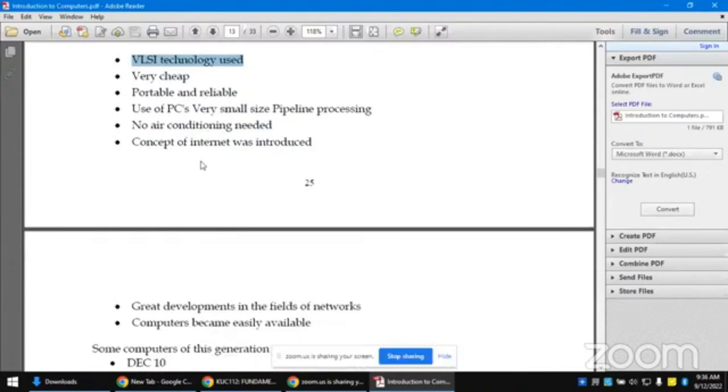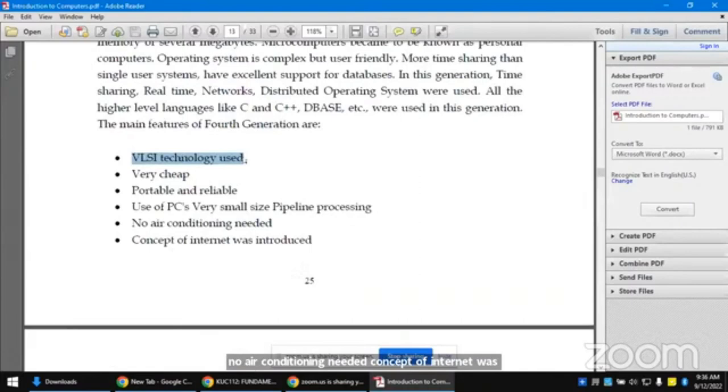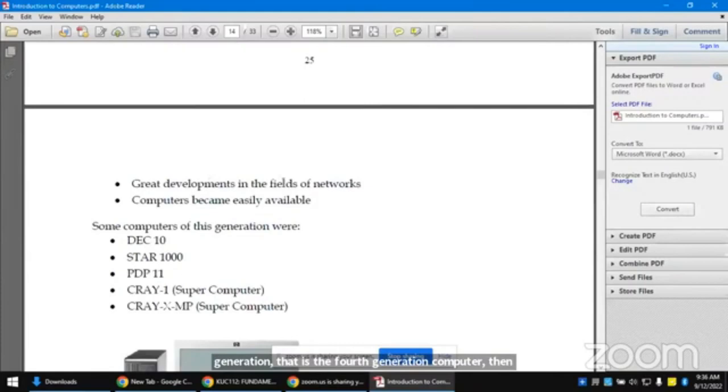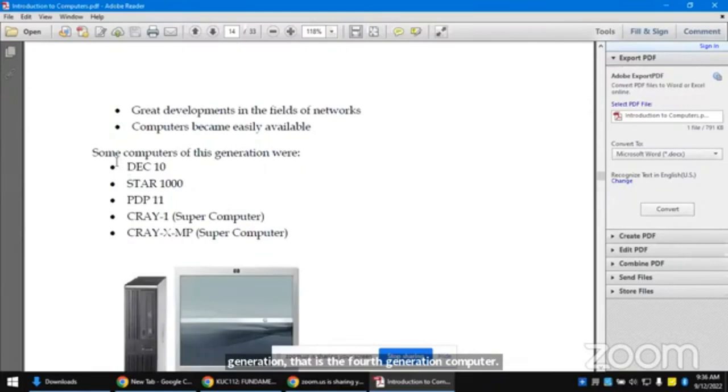No air conditioning needed. The concept of the internet was introduced. So the concept of the internet came into this generation. That is the fourth generation of computers. Then great development in the field of networks. Computers became easily available. Some computers of this generation were the DEC 10, the Star 1000, the PDP 11, the Cray 1 supercomputer, and the Cray XMP supercomputer.